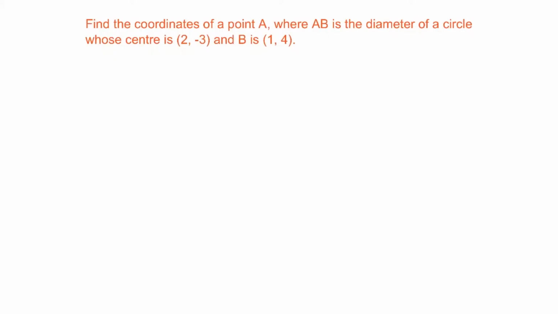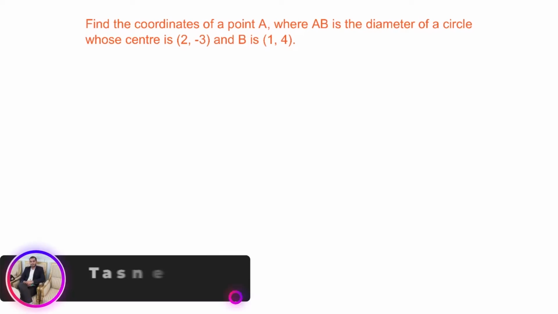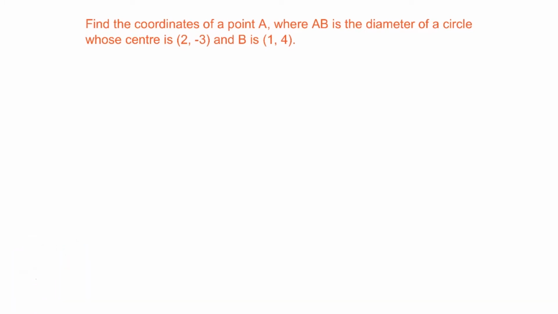Find the coordinates of a point A where AB is the diameter of a circle whose center is (2, -3) and B is (1, 4). So we have to solve this using the midpoint formula because the center is the midpoint of the diameter. Let us see how the graph looks.